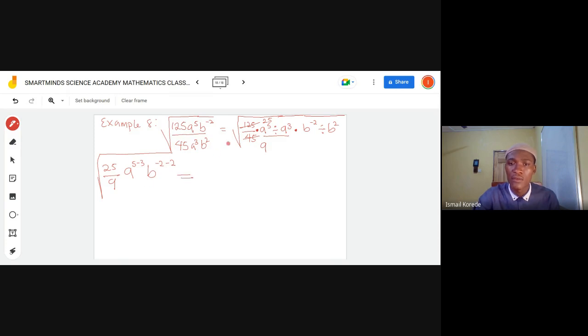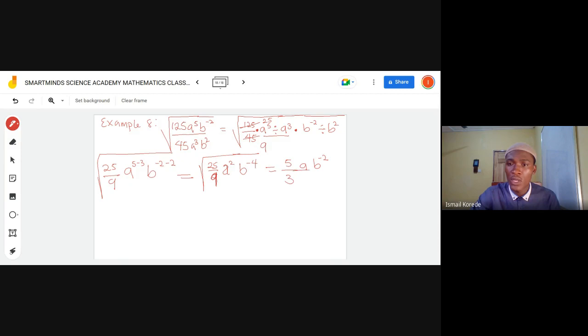So that I can have the square root of 25 over 9, then a raised to power 5 minus 3. I want to differentiate between the a and the 5 and the 9. So 5 minus 3 is 2, then b negative 4. So now I can take the square root. The square root of 25 is 5. The square root of 9 is 3. The square root of a squared is just 1a, and the square root of b raised to power minus 4 is b raised to power minus 2.